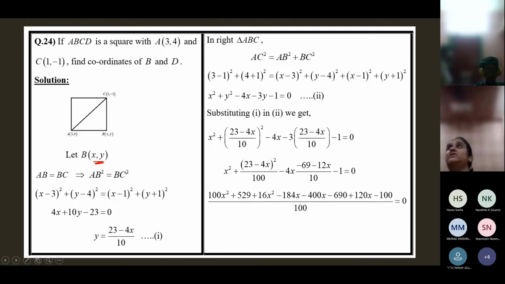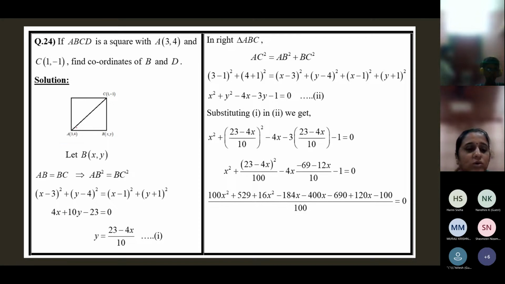Now we need to frame some conditions. We know there are so many properties of a square, so we need to use some property or properties, make some conditions and work the conditions. So what do we know about a square? In a square, all sides are equal. Let's make use of that property.